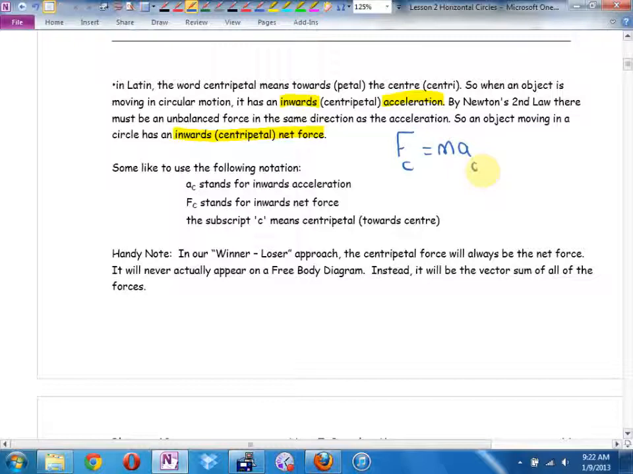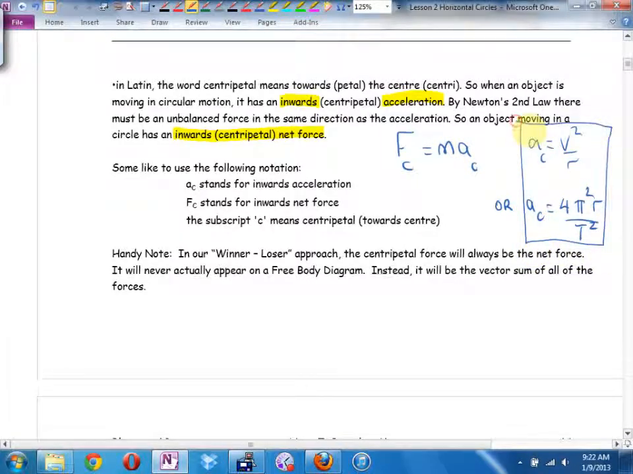Oh, and we learned two equations for circular acceleration last day. One equation for circular acceleration was v squared over r. Or another equation for circular acceleration was 4 pi squared r over t squared. Now, Vlad, these are the two equations on your formula sheet.